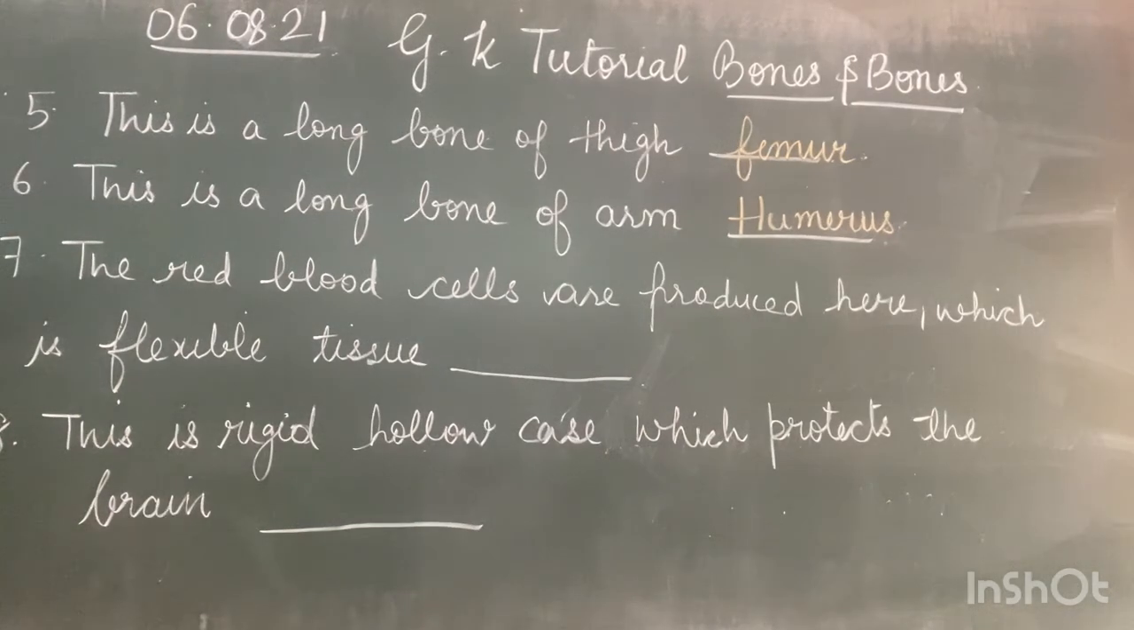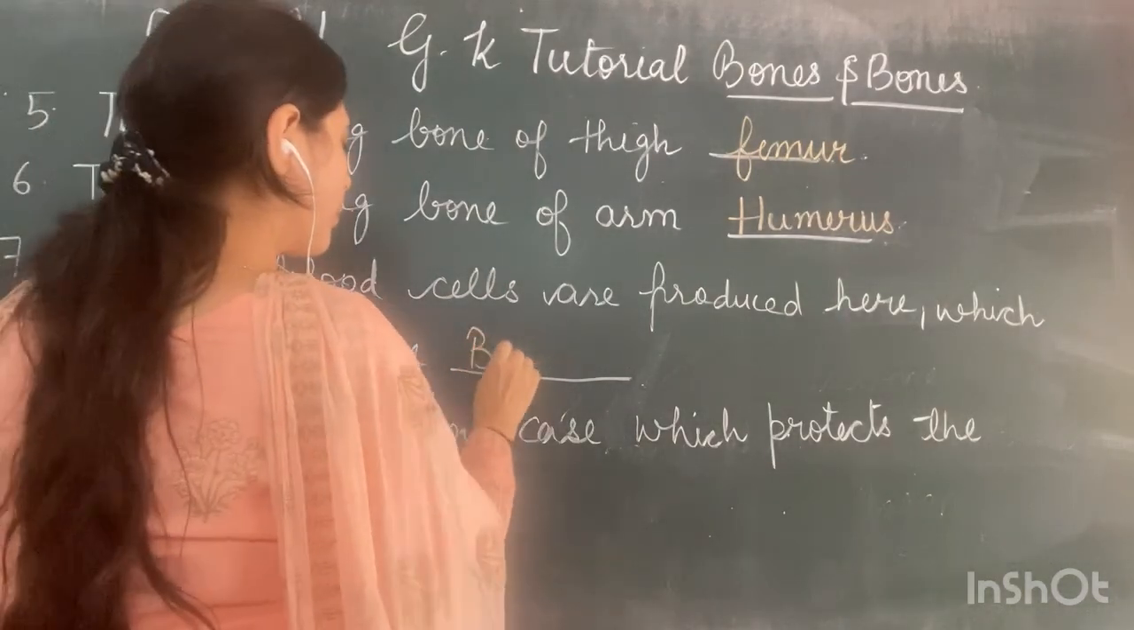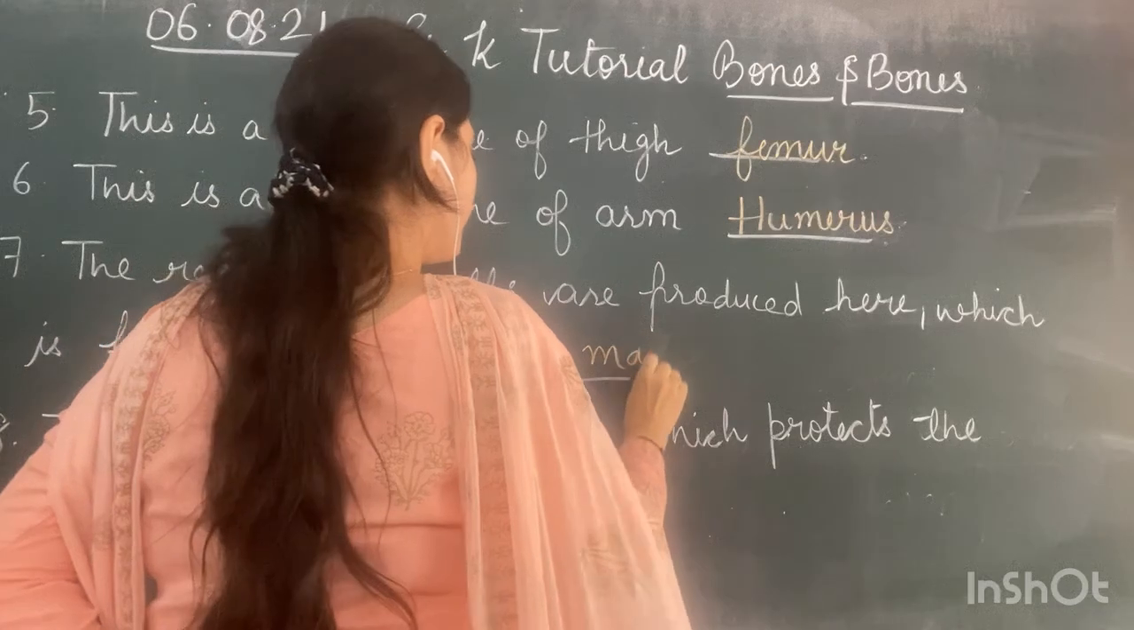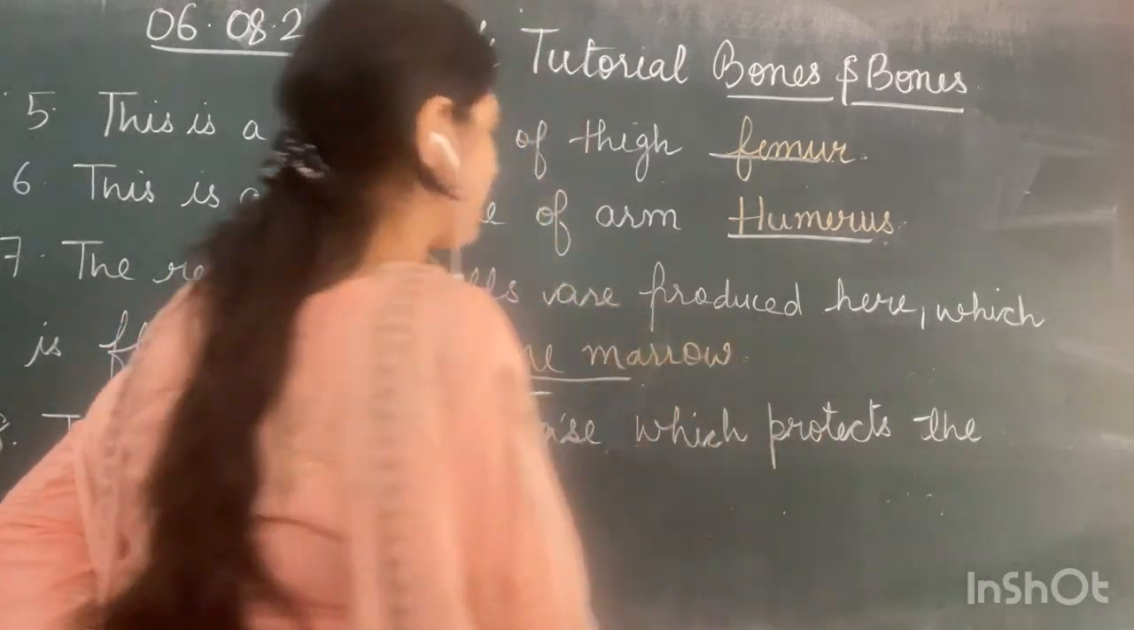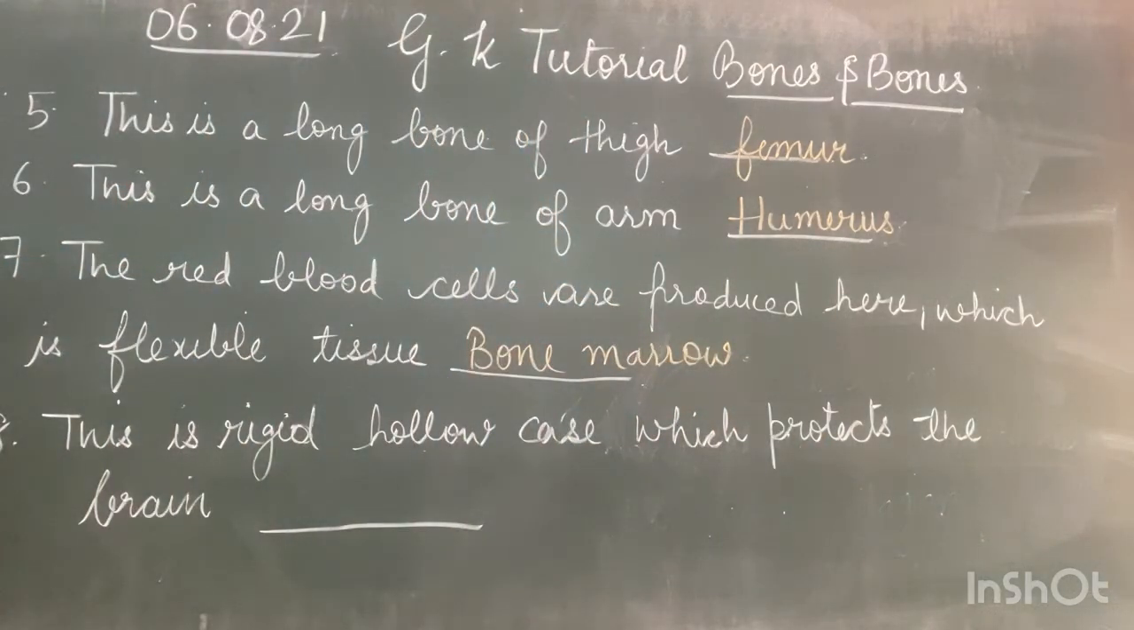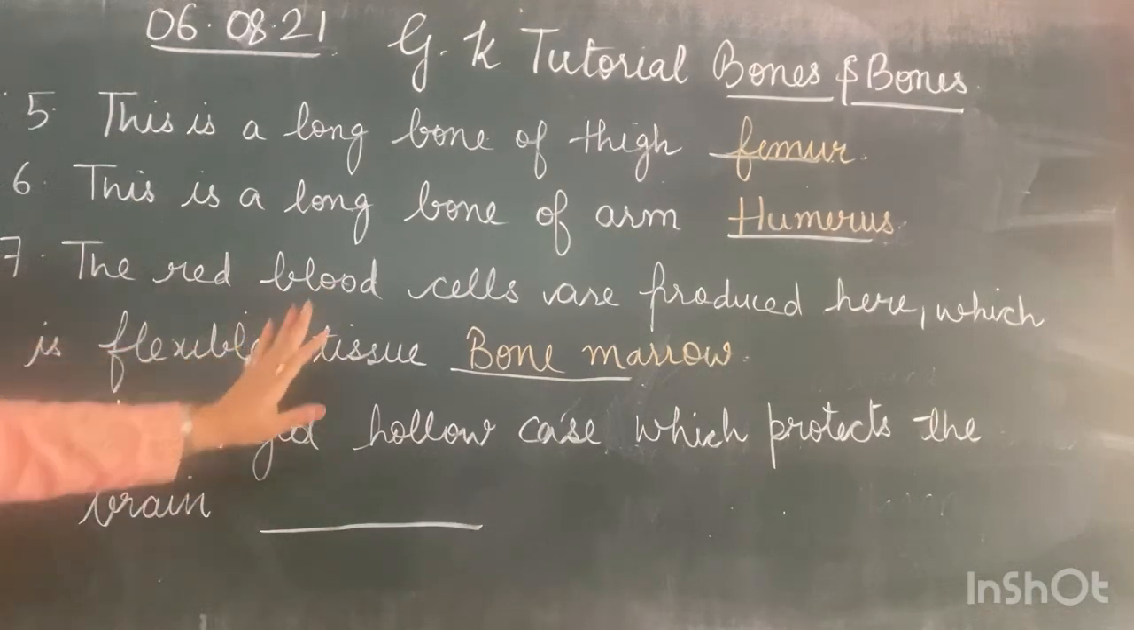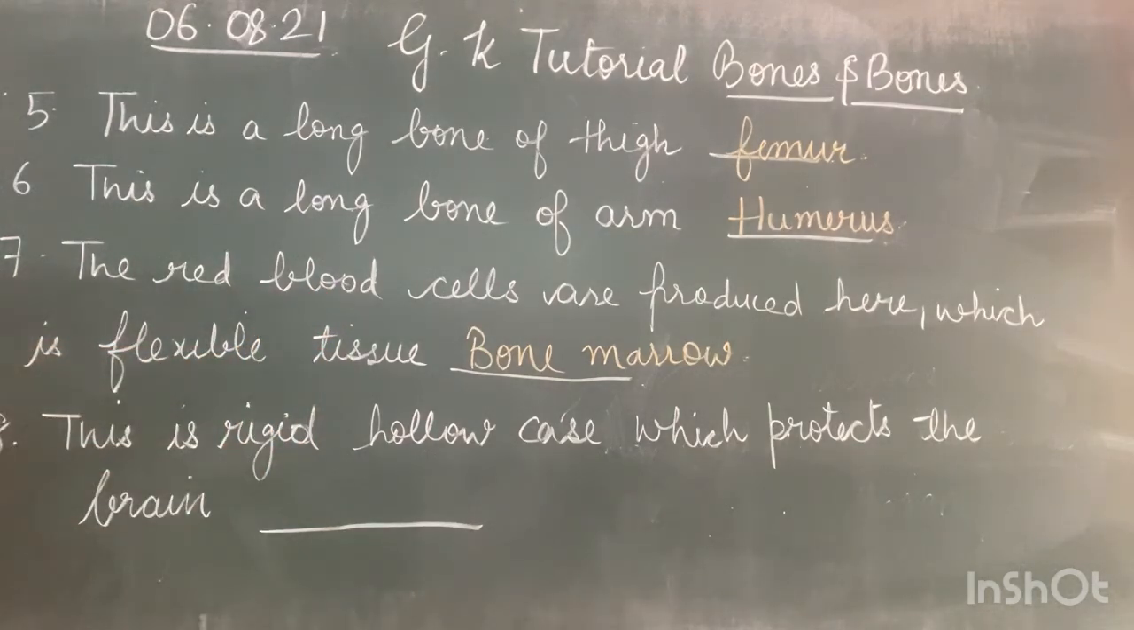Coming to the next, the red blood cells are produced here, which is a flexible tissue. And the answer for this is bone marrow. Right? The answer for this is bone marrow. So this is a tissue where the red blood cells are produced.